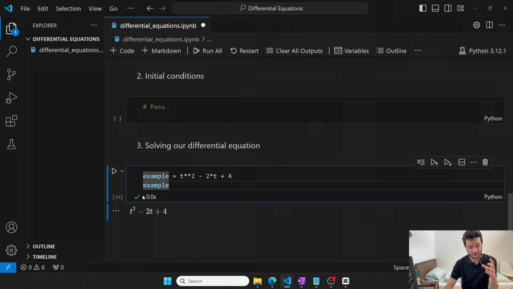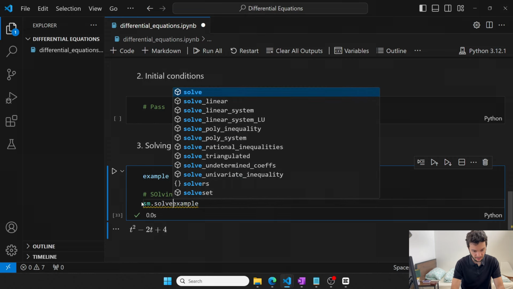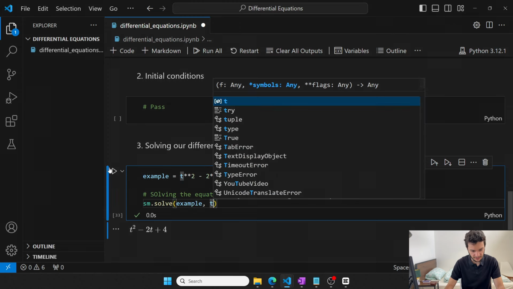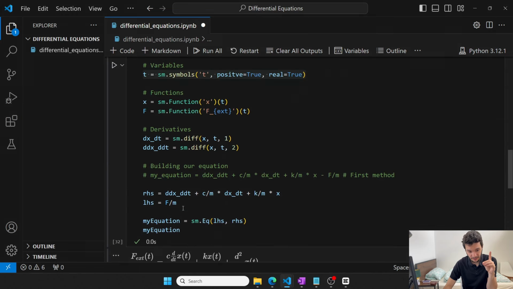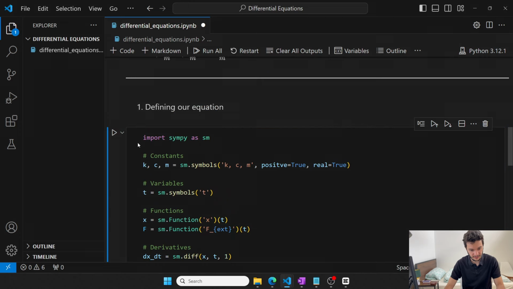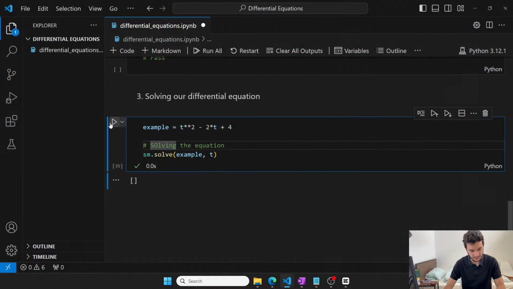Now, if I want to solve this equation for t, this is a quadratic equation. I use sm.solve. If I use sm.solve on this equation for t, I run this. You will see that you don't get any solution. This is because, remember, I specified that t is positive and real. If I remove these assumptions right here and execute this to update, saying that t can be any variable, and I rerun this part right here, you'll see that now we get a result.